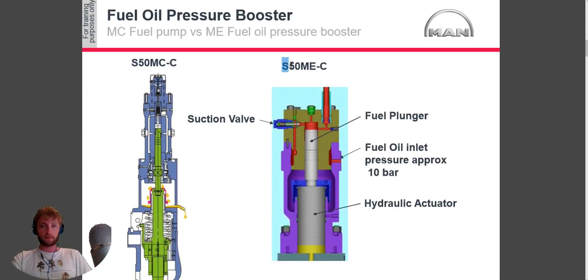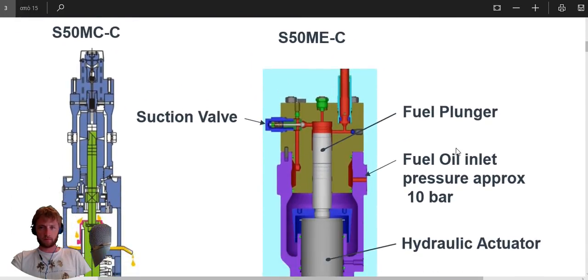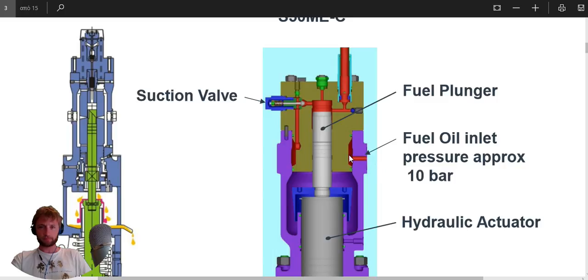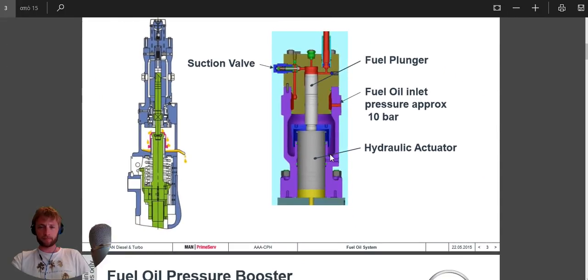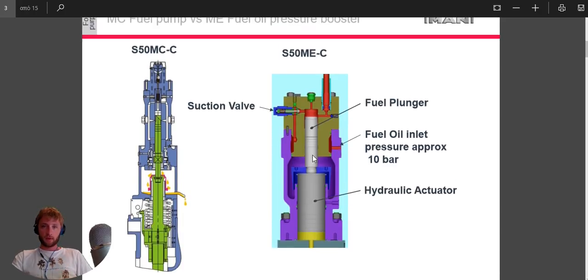Okay, this is the S50ME-C compact engine. We have a suction valve here. This is a fuel plunger. We do not have this helical cut, and we have the oil inlet from here, from this part. Okay, I can make a zoom so you have a better view. 10 bars coming here, passing here, waiting inside, and when the hydraulic actuator activates, the pressure will be pressed here, this plunger will travel up, and will compress the fuel. And here, this is where our high pressure hoses are connected.